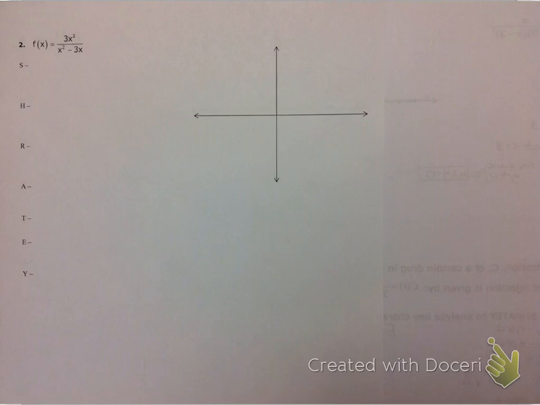So example 2, the first thing I'm going to do is simplify it, and this one does simplify. We've got 3x squared on top, and on bottom I'm able to pull out my greatest common factor. Oops, that's an x minus 3. And so this x will cancel with one of those x's. And so my simplified equation is 3x over x minus 3. And the fact that I had a factor that cancels means I do have a hole.